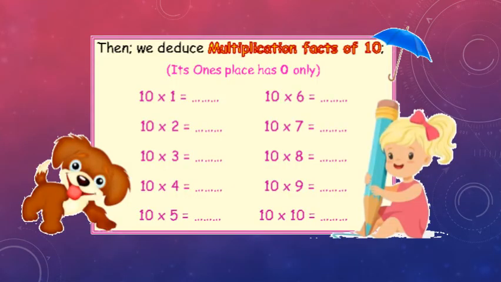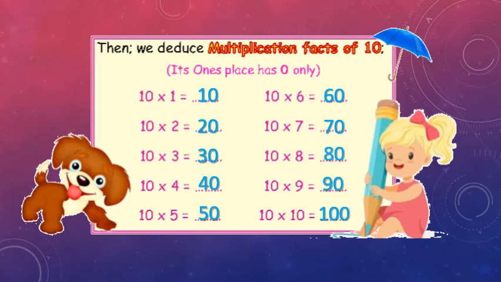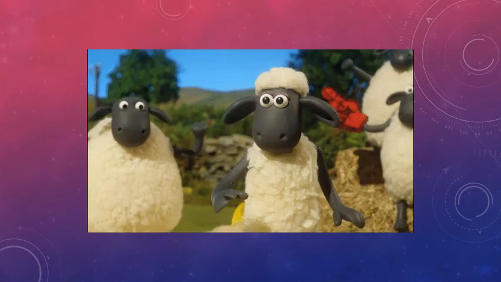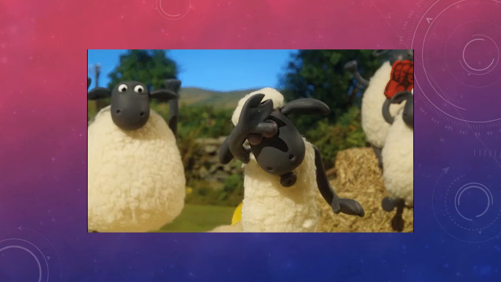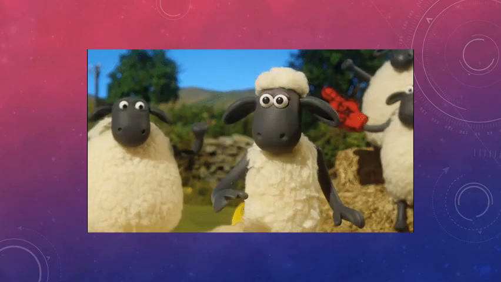Now let's deduce our multiplication facts of 10, and from our noticing before, its ones place value is zero only. Zero only. Okay, we have 10, 20, 30, 40, 50, 60, 70, 80, 90, 100. Good job. Now we have learned our timetables of 2, 5 and 10. Good job.